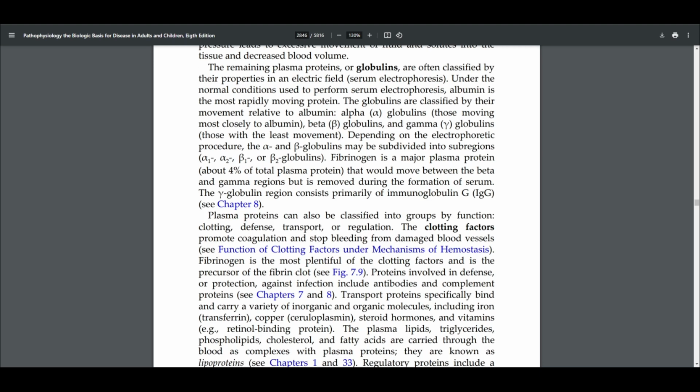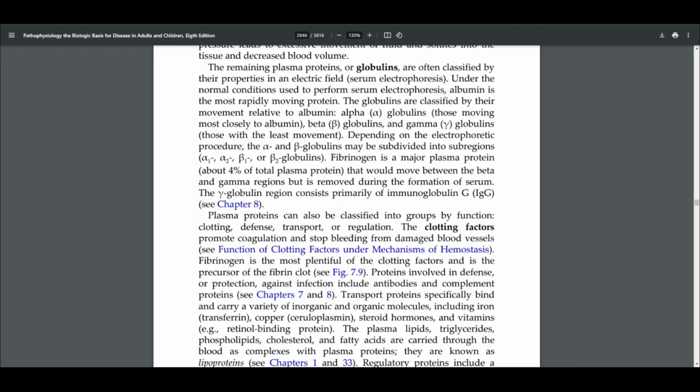The remaining plasma proteins or globulins are often classified by their properties in an electric field. Under the normal conditions used to perform serum electrophoresis, albumin is the most rapidly moving protein. The globulins are classified by their movement relative to albumin. So you have your alpha globulins, the beta globulins, and your gamma globulins. Depending on the electrophoretic procedure, the alpha and beta globulins may be subdivided into subregions, which is why we have our alpha 1 and alpha 2, beta 1 and beta 2 globulins.